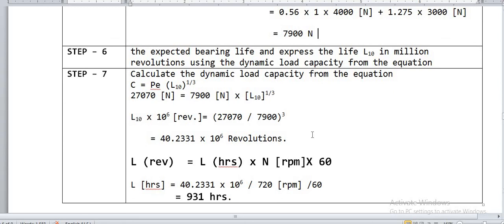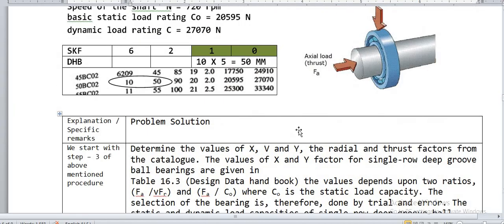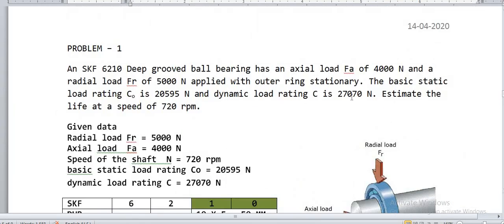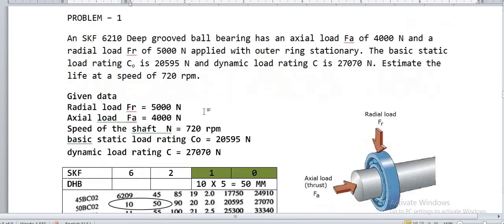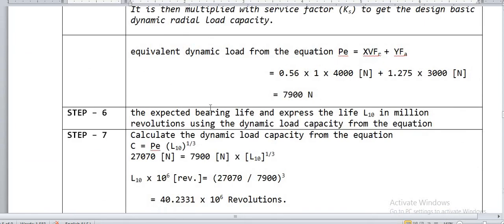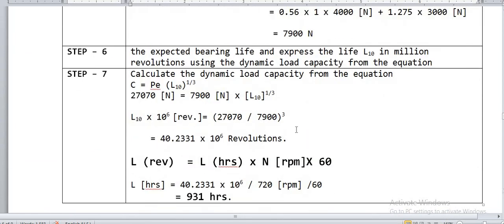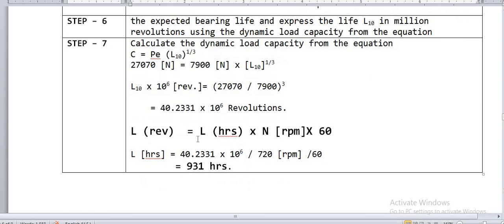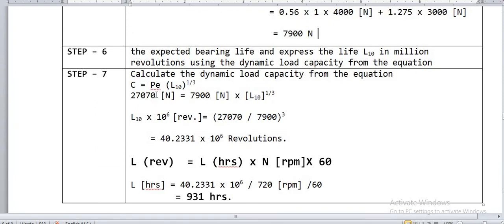So here the problem consists of the life at a speed, that is, estimate the life for 720 RPM. So at 720 RPM, we need to calculate the life of the bearing, that is, convert into number of revolutions. So when you have the value of dynamic load capacity and equivalent load, the life of the bearing in terms of revolutions is 40.2 millions of revolutions.